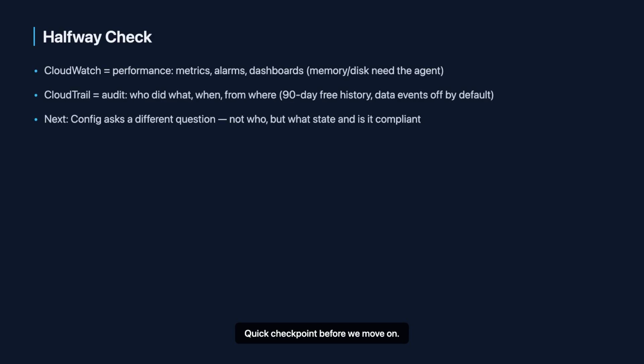Quick checkpoint before we move on. CloudWatch is performance, metrics, alarms, dashboards, and remember memory and disk need the agent. CloudTrail is audit, who did what, when, and from where, with 90 days of free history and data events off by default. Now we turn to Config, which asks a genuinely different question. Not who did it, but what state is the resource in, and is it compliant?